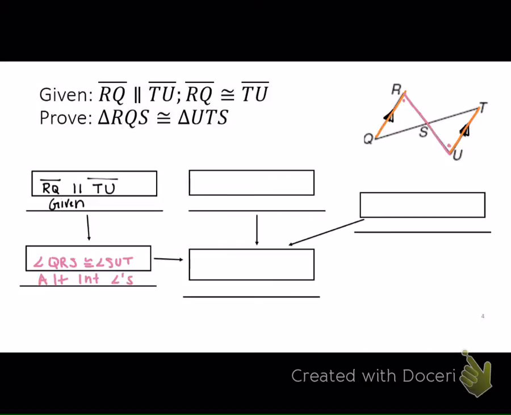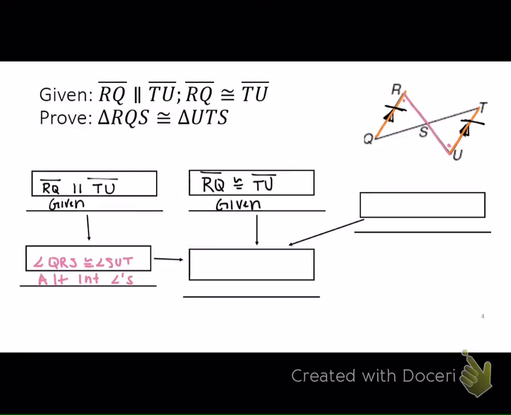We have another piece of given information, right? We know that RQ is congruent to TU. Can we come up with anything else with that given information? Is there anything else we know because of that? Can you pull anything else from that? Sadly, no. So then we look at step 2 on that sheet of paper.